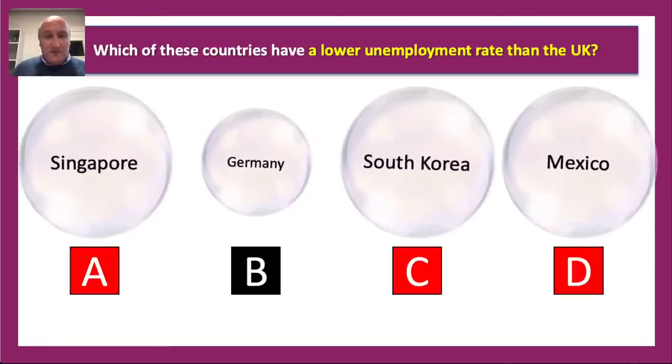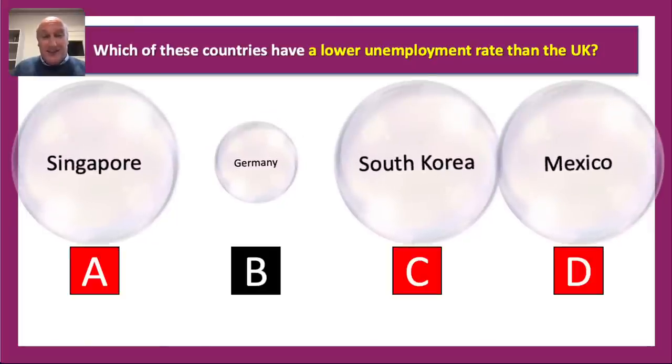Here we go, here's the answers. It's A, C, D, and quite a few of you got the right answers there. Well done if you did. German unemployment is actually 5%. If you want to jot this down, UK unemployment 3.7%. German unemployment is higher, it's 5%.